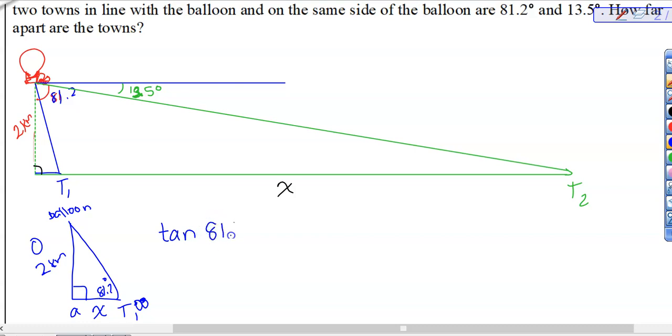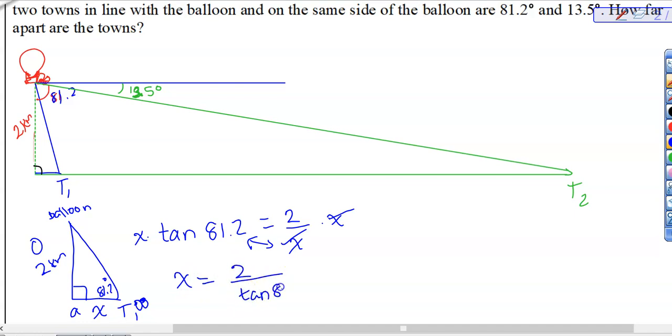Tangent of 81.2 equals opposite, which is 2, over adjacent, x. We don't know. Oh, we should probably use y. It's okay. I'll just change this. Okay. So we're going to find that first distance. Ready? Solve for x. So we're going to multiply both sides times x and then divide. Yes? So we divide both sides by tangent. Basically, these two guys are going to switch spots, right? Okay, so x is equal to 2 over tangent 81.2.